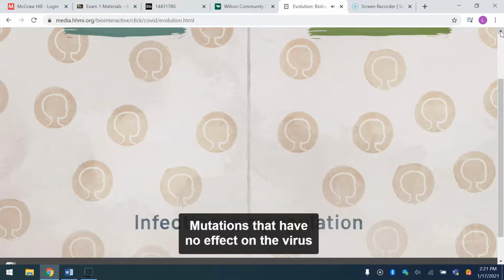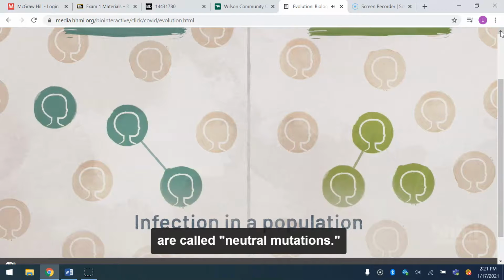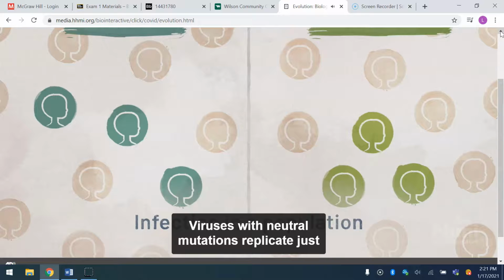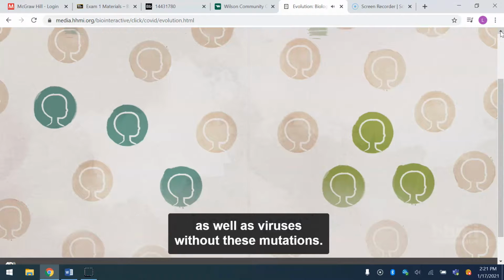Mutations that have no effect on the virus are called neutral mutations. Viruses with neutral mutations replicate just as well as viruses without these mutations.